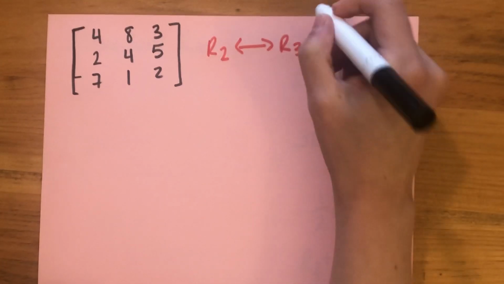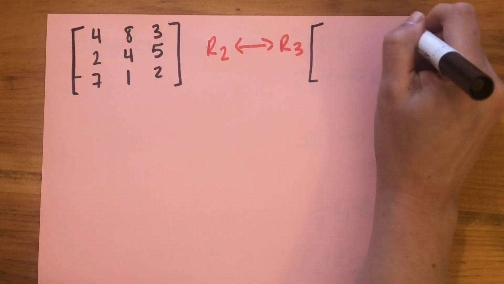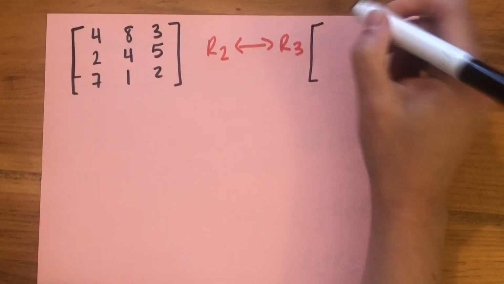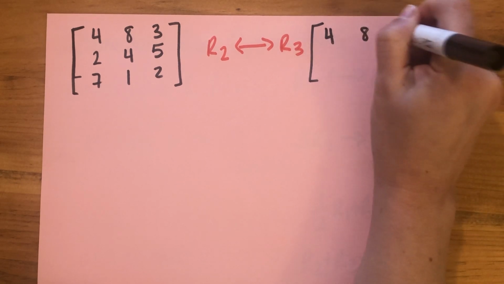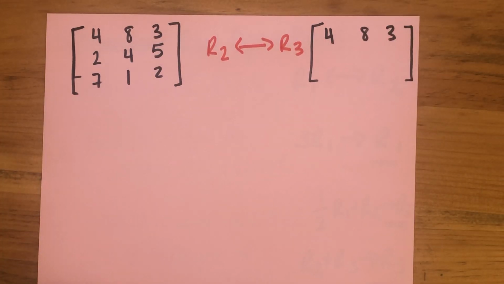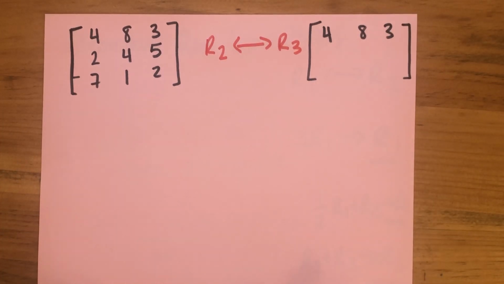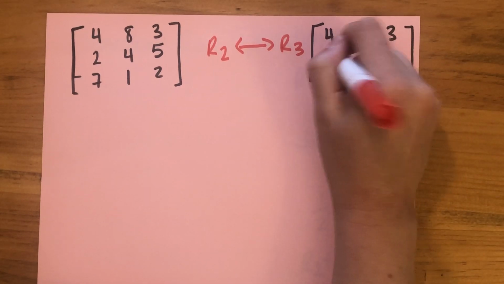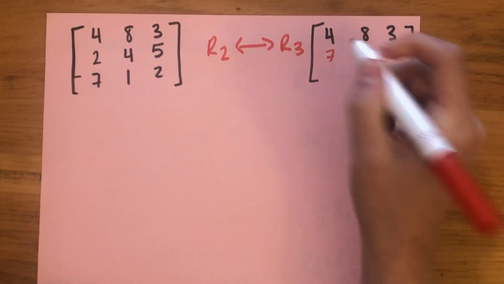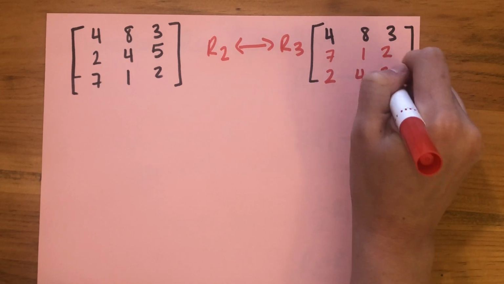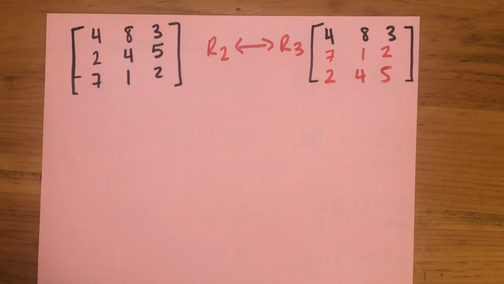All right, so what rows stay the same? Row 1 stays the same because it's not doing anything. So that's going to stay 4, 8, 3. And then we're going to just change row 2 and row 3. So row 2 is now 7, 1, 2, and row 3 is now 2, 4, 5. Wonderful.